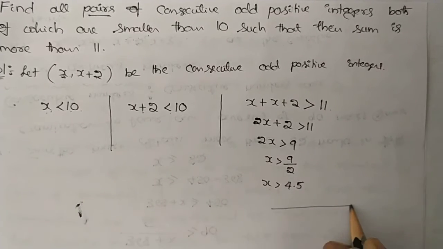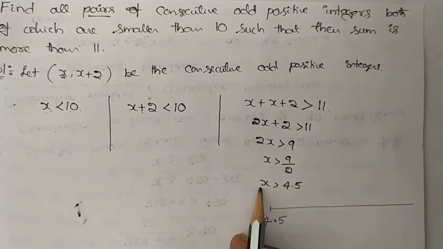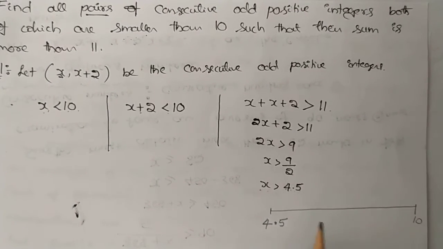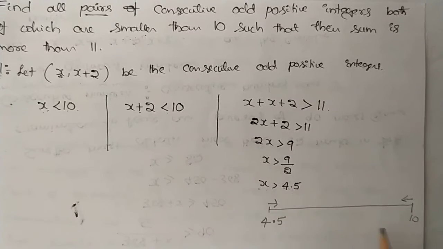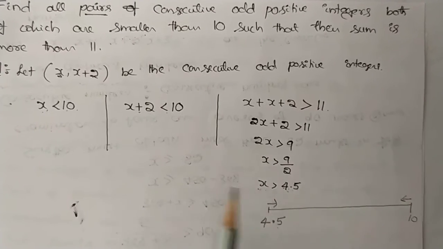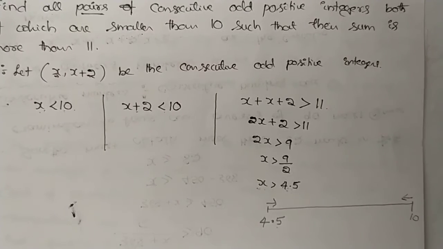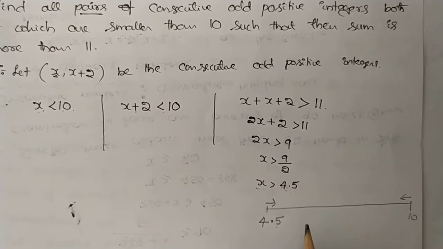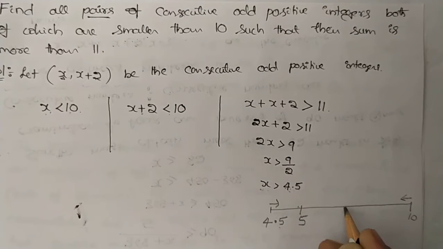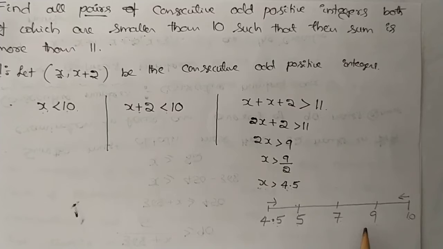You take a line. Mark 4.5. X should be more than 4.5. Next, less than 10. We have to choose odd positive integers in between these two, in between 4.5 and 10. You just take odd positive integers in between these two. After 4.5, which one will be the odd positive integer? 5, 7 and 9, isn't it? In between 4.5 and 10, 5, 7, 9 will be the odd positive integers.